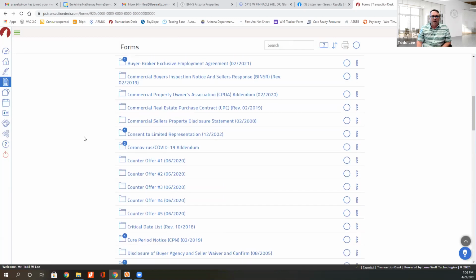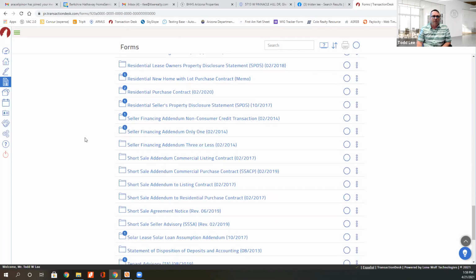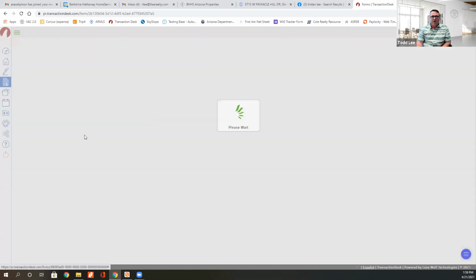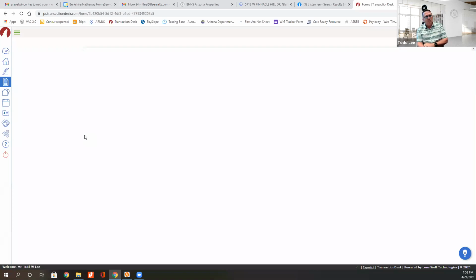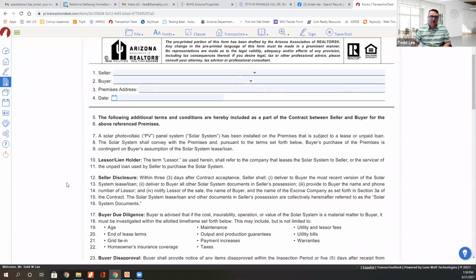And again, the solar lease addendum is a very important part of the contract, especially right now, because it's such a seller's market. People who were not able to sell their houses before that had these horrible solar leases are now able to actually get their properties sold because the terms of their solar lease aren't nearly as important. People are willing to pay it just so they can get the property.